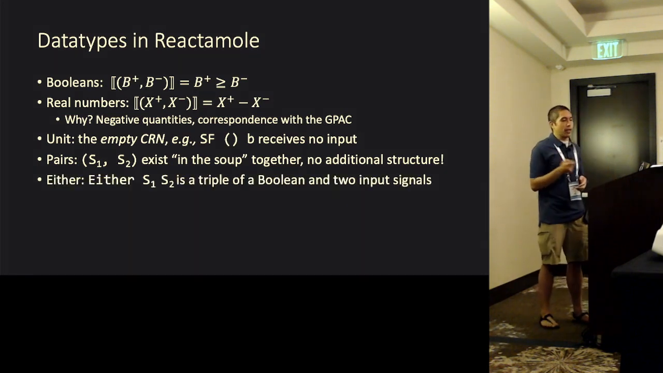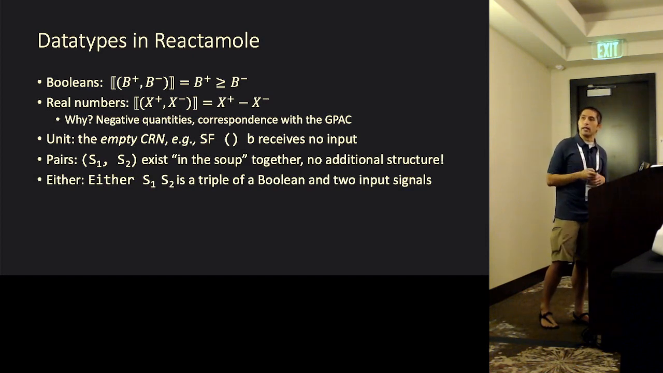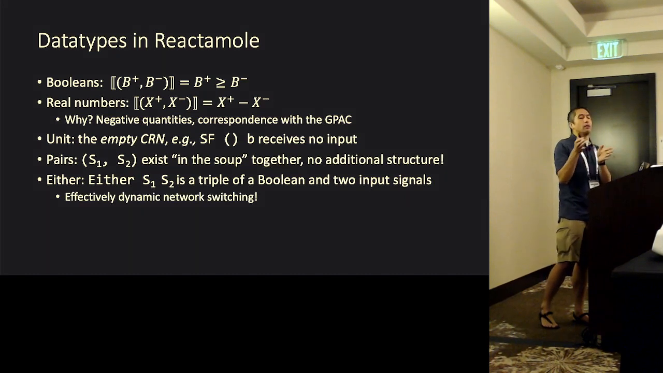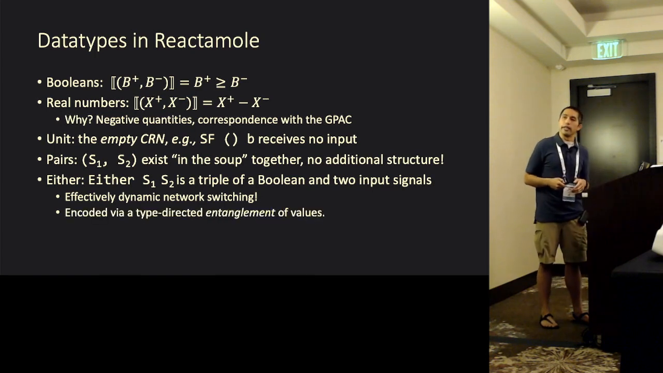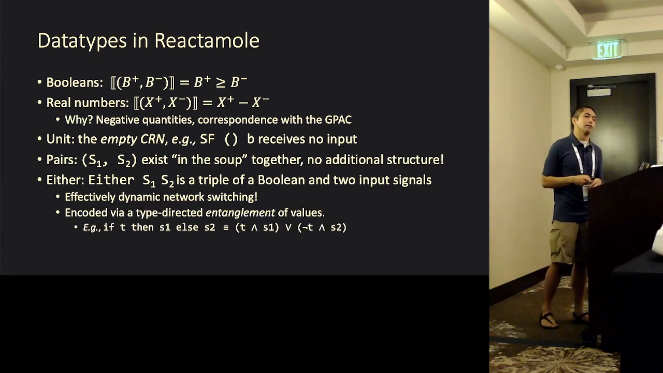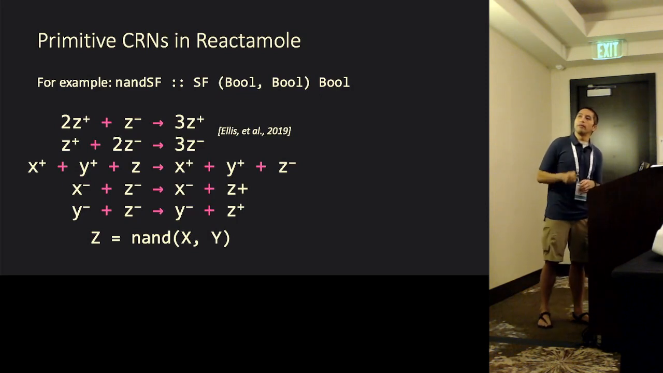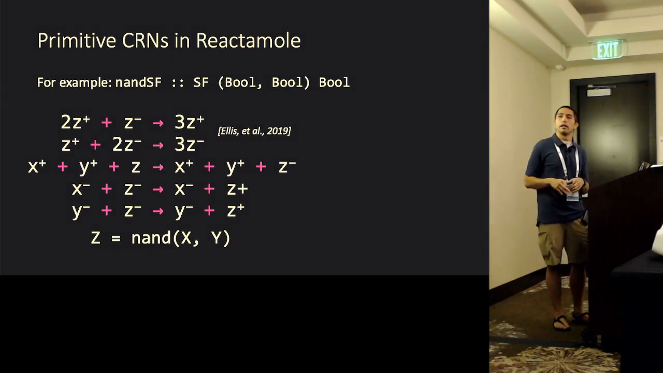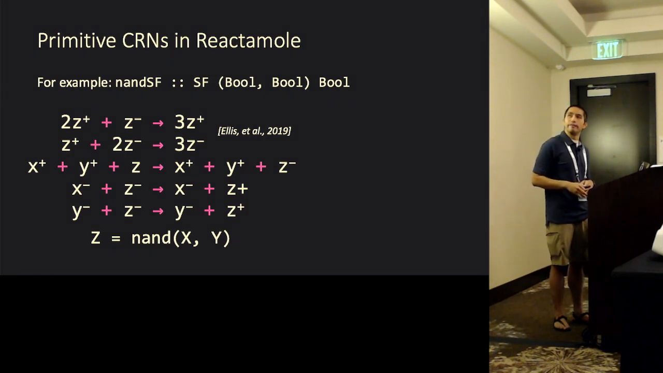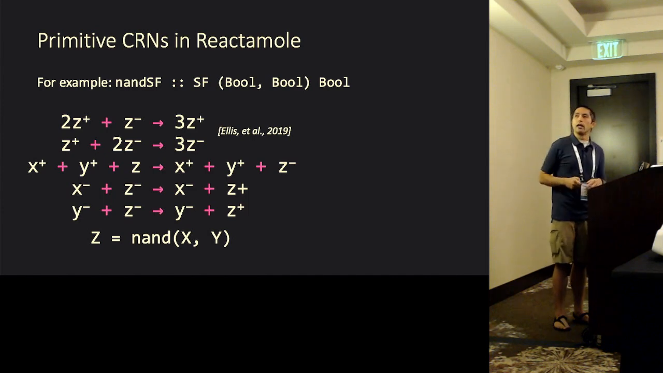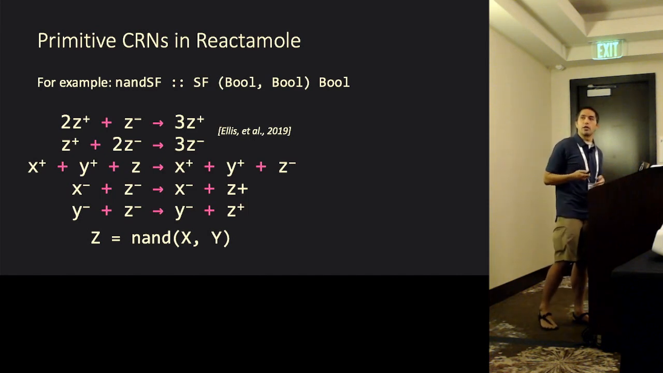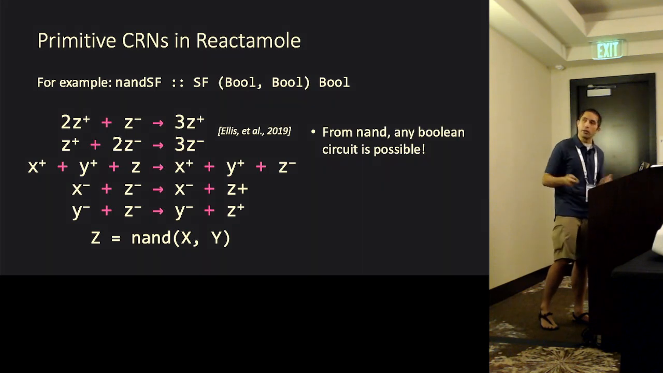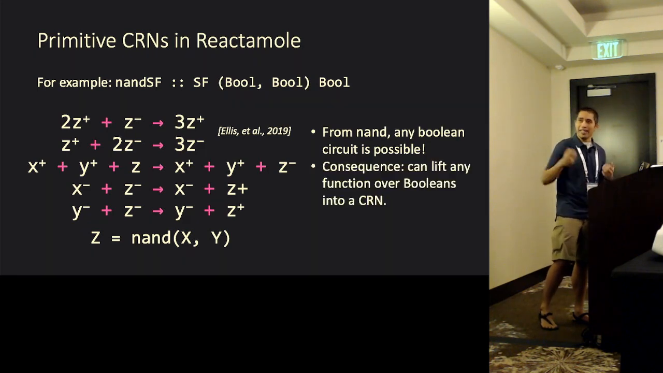We actually have a story around tagged pairs, i.e. ethers, where we entangle a signal in this dynamic switching style, which is really neat. We don't have time to talk about that today, unfortunately. And so primitive CRNs in Reactimal are just reactions, and an example of this is our NAND primitive. It's just this reaction that my collaborators developed, which allows us to encode the totality of Boolean logic within our language immediately. And so we do that, which is great.